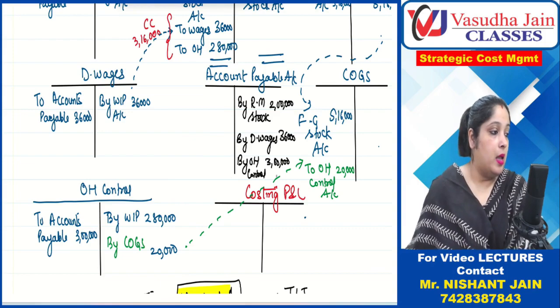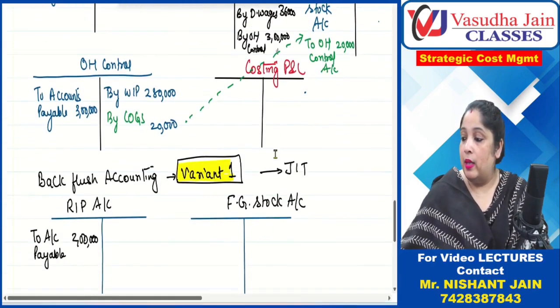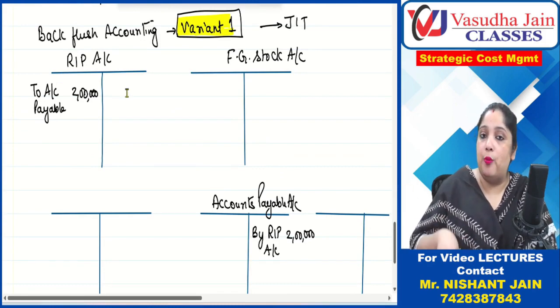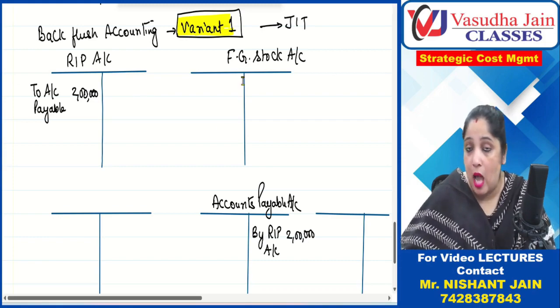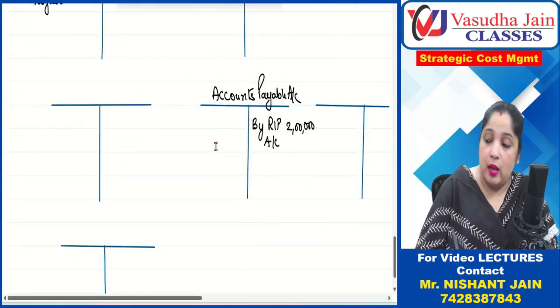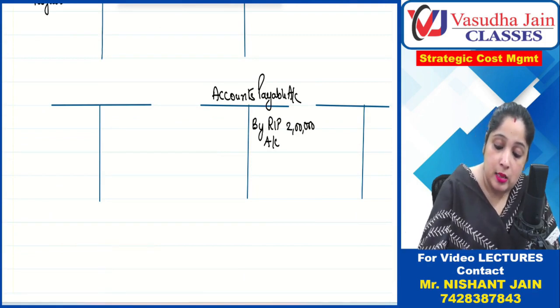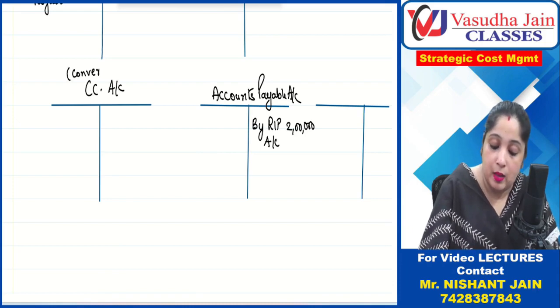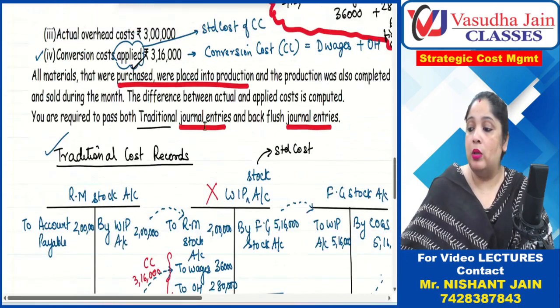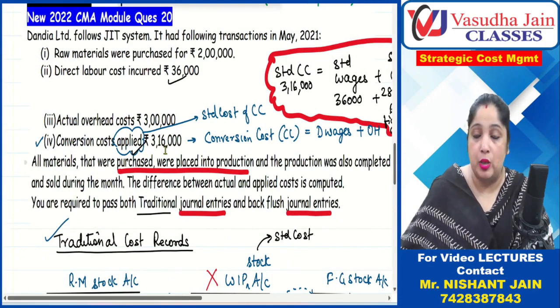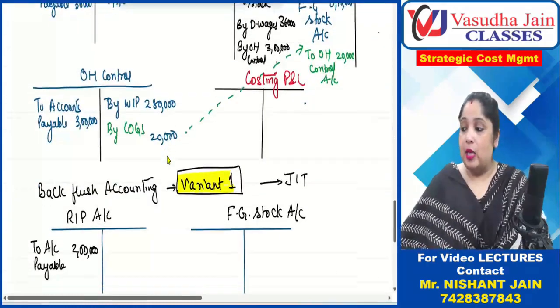Okay, now going further in our backflush accounting, it says that you pass the entries of any raw material purchased. Now what you're going to do, either you can make a wages account or overheads account, or you can directly make a CC account, that is conversion cost account. Now the labor cost or overheads cost have been incurred and applied, how much? 3,16,000. Now how will the entry be passed?